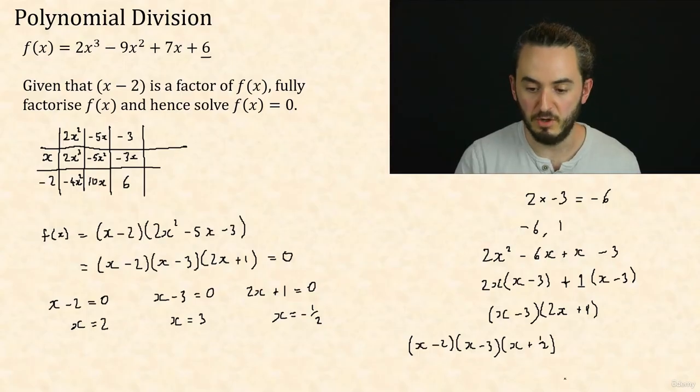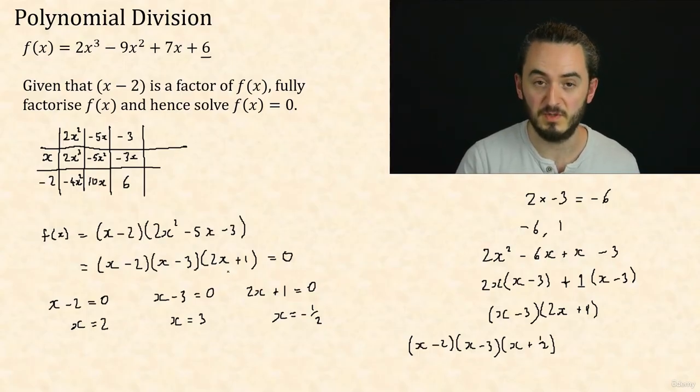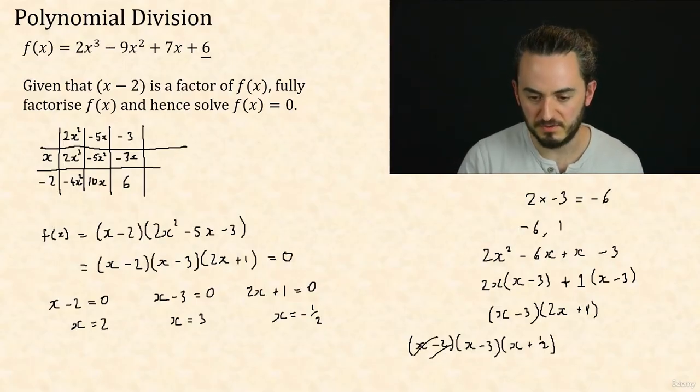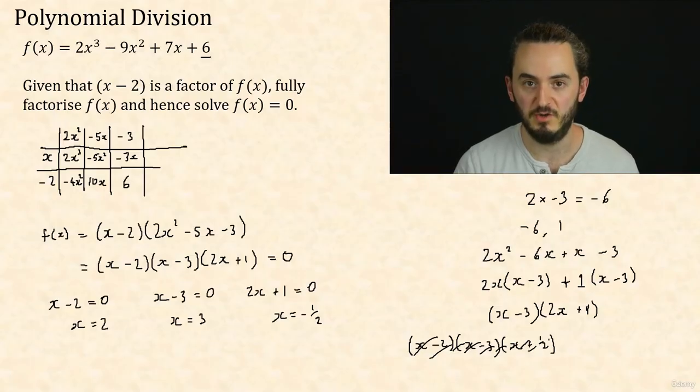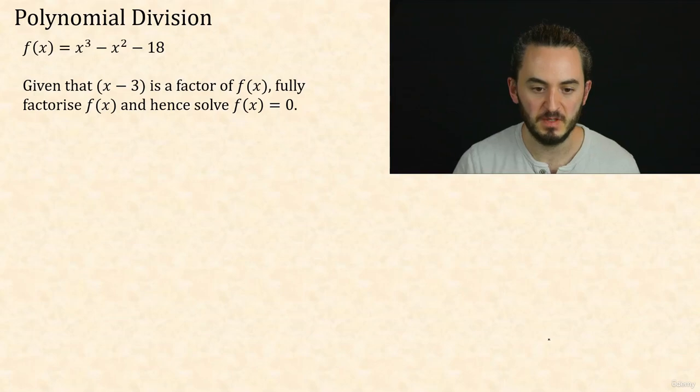Except that's actually wrong, because it wasn't x plus a half, it was 2x plus 1. So you've just got to watch out on those, okay? Don't rely on your calculator to factorize these for you, just use them to check your answers. All right, let's have a look at another example.